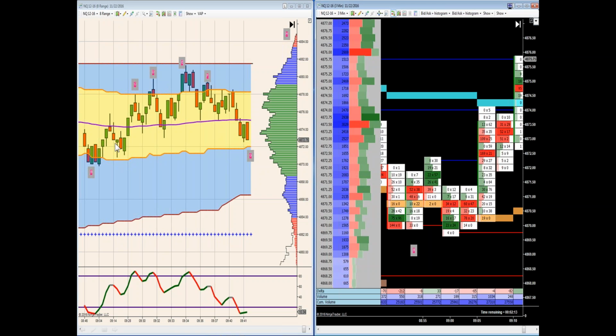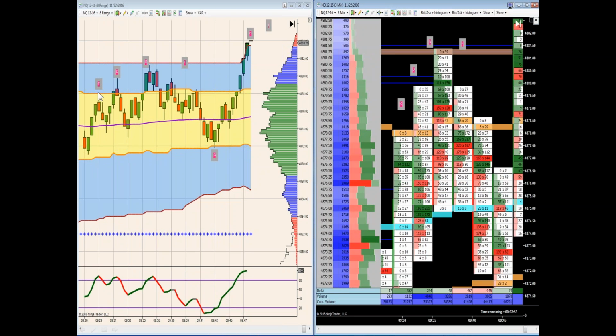As it gets to the point of control right up here, you can see that there aren't really any buyers at the moment coming in up here. So you probably wouldn't try to buy off this area. If you wanted to short, you could, but the negative delta is still not very large.